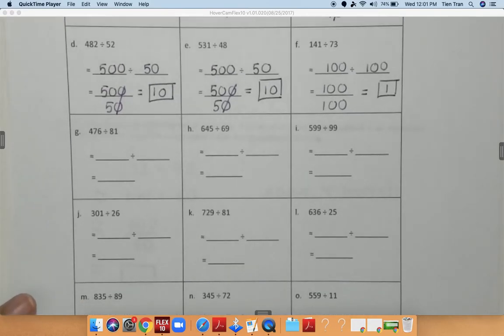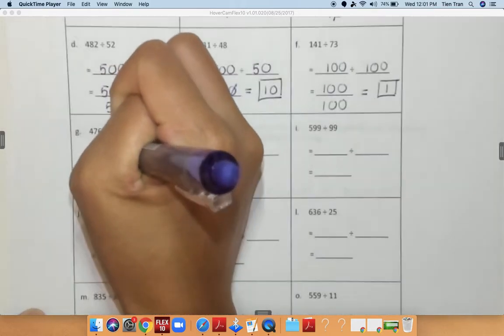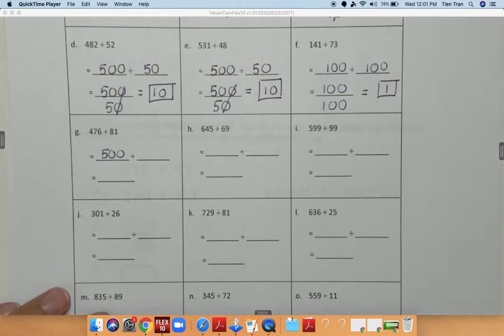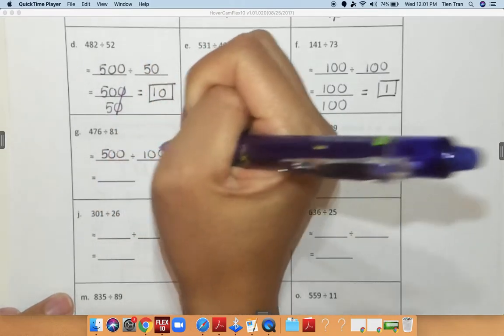Problem G, I have 476 divided by 81. Is 476 closer to 500 or is it closer to 400? It is closer to 500. 81, is 81 closer to 0 or is it closer to 100? It is closer to 100.